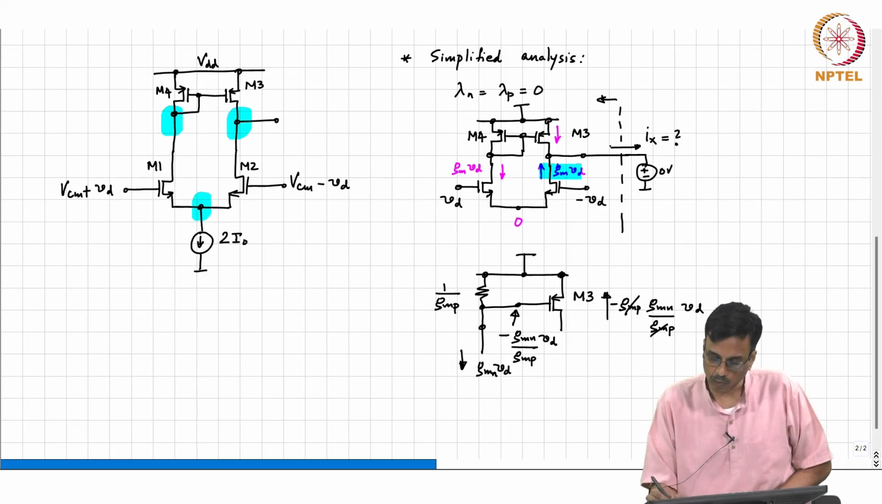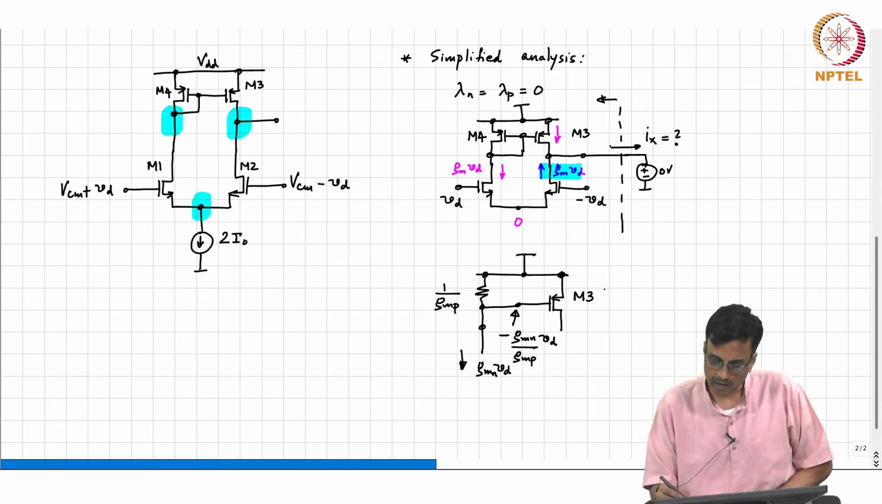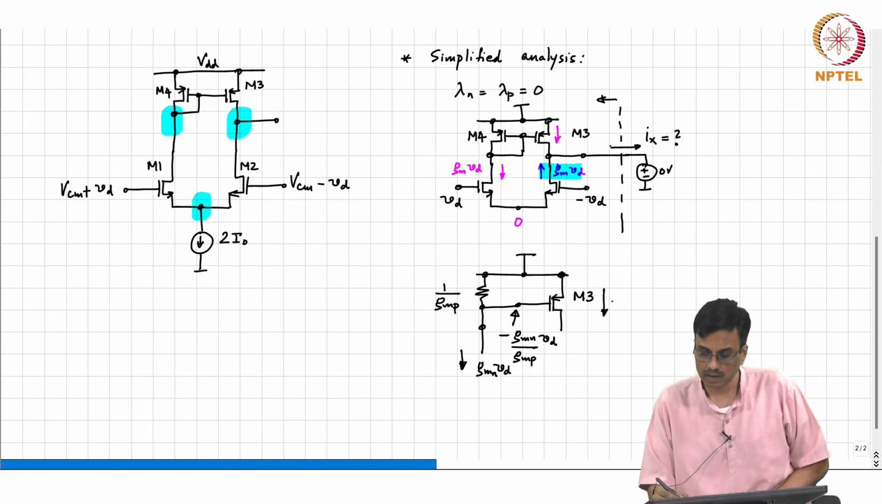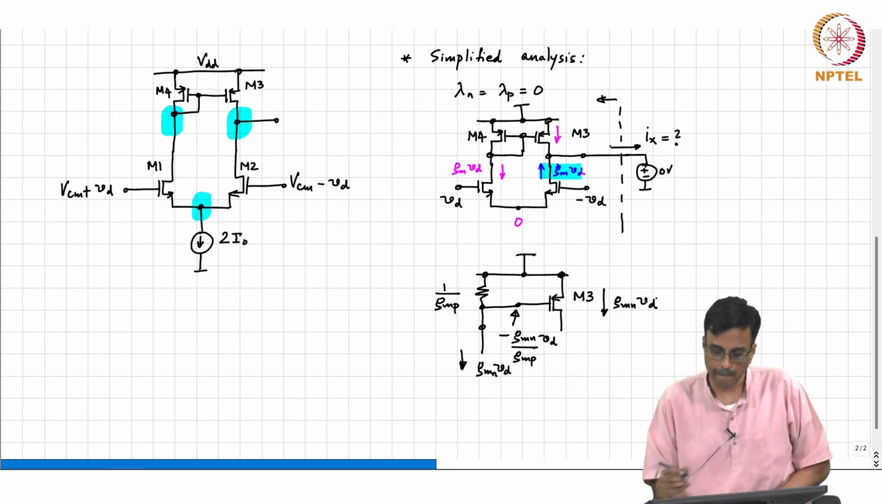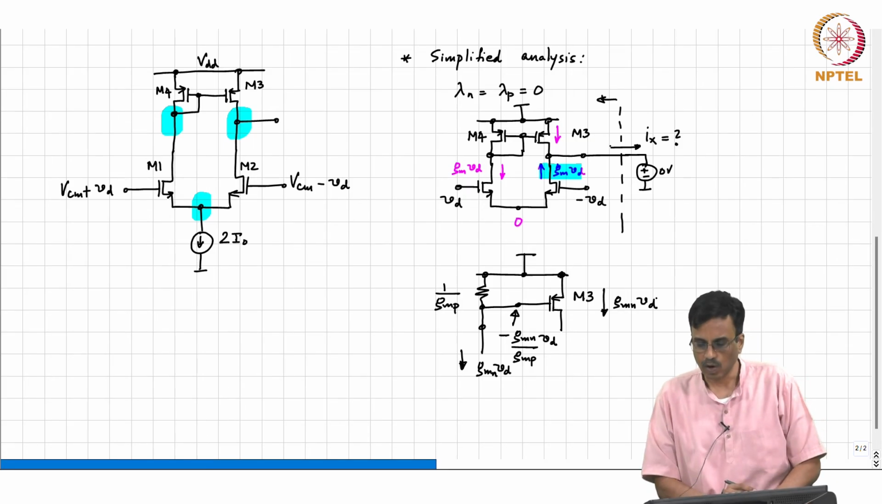So this and this goes away. So what is happening? The current is flowing downwards, and that current is exactly the same as Gm N times Vd. All right. Okay, all this comes out of the math.